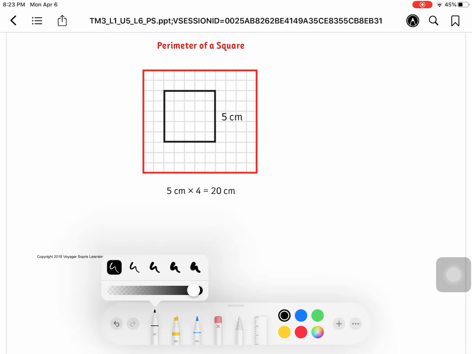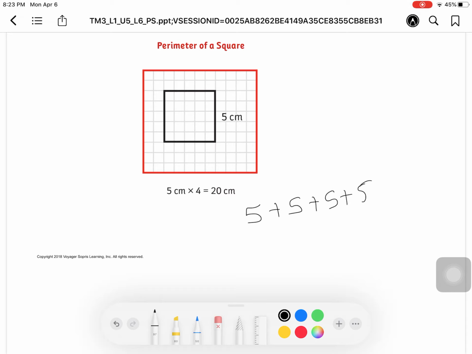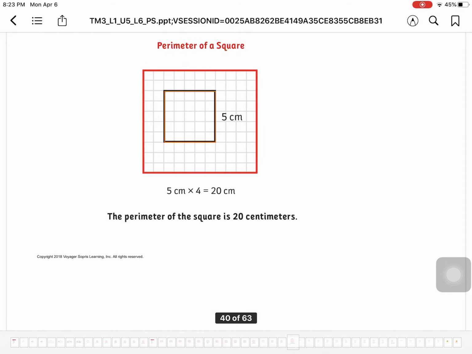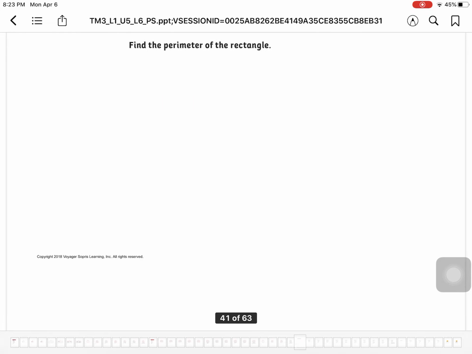Now, could you go through the work of adding? Sure could. If I take 5 plus 5 plus 5 plus 5, that tells me 5, 10, 15, 20. Am I still going to get 20 centimeters? Yes, I will. But if you want to take the time and just multiply it by 4 instead, you could certainly do that. So the perimeter of that square is 20 centimeters.